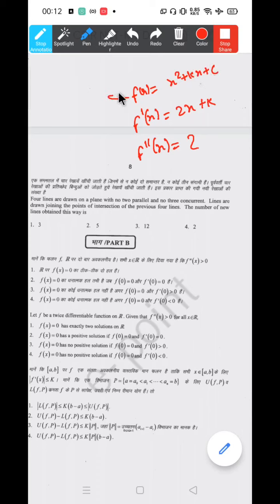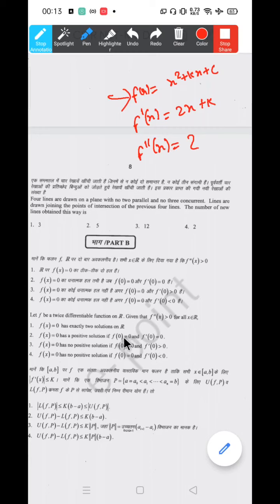So this is your function. What can you say about this function? They are saying f of x equal to 0 has exactly two solutions on R. Okay, exactly two solutions on R. Is it true? Okay, we will think about it. Let us go to the next one.